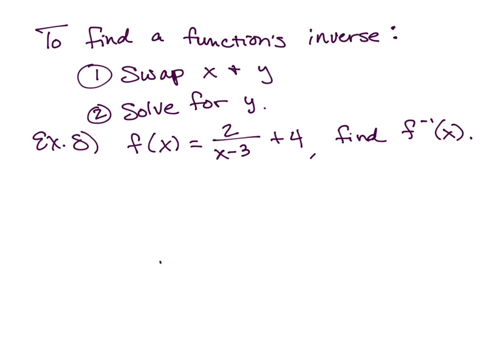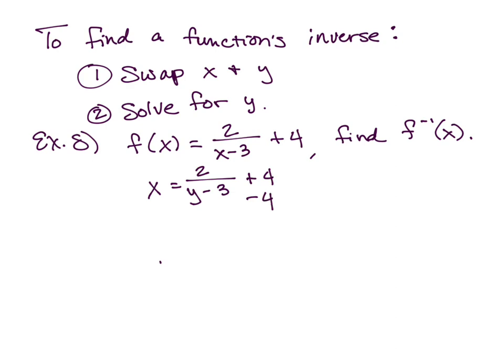So we're going to do two things. We're going to swap x and y. You realize that f of x is the same thing as y? Do we know that? So I'm going to write x where y was. And in my equation where I had x, now I'm going to write y. Swap x and y. And then we're going to work backwards to solve for y. Get y by itself. So what's your first move here?